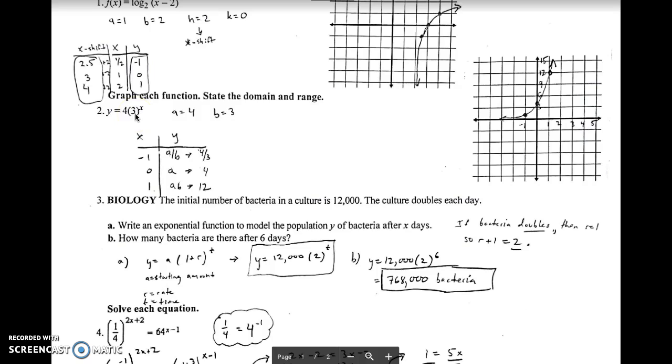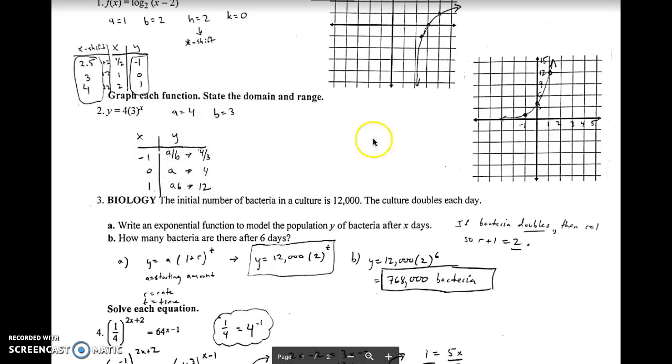So for exponential functions, this is from the notes on lesson 1 out of unit 3. Your x values are going to be negative 1, 0, and 1. And when a is some value other than 1, your y values are going to be a over b, a, and a times b. So for a divided by b, that would be 4 over 3, which is about 1.3. A is 4, a times b, 4 times 3 is 12.